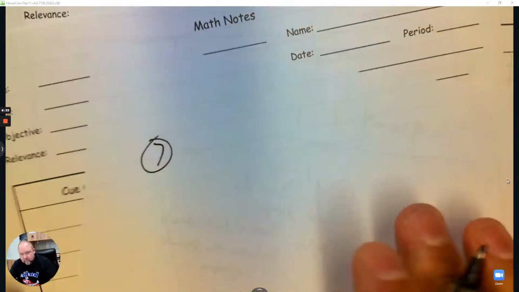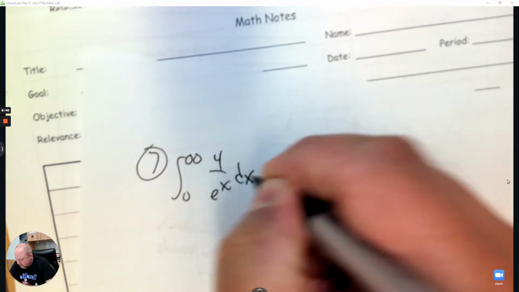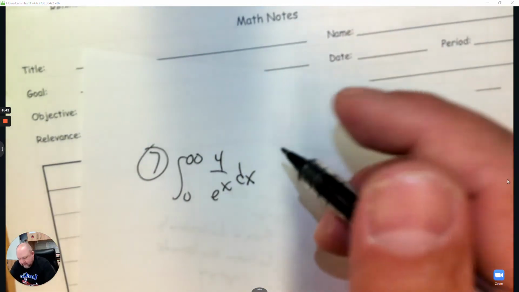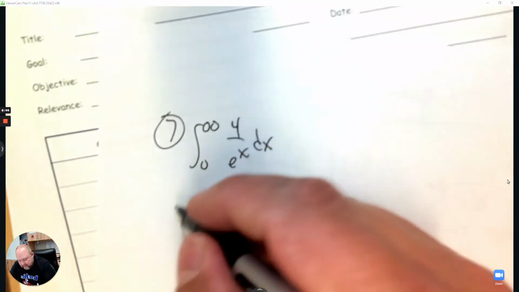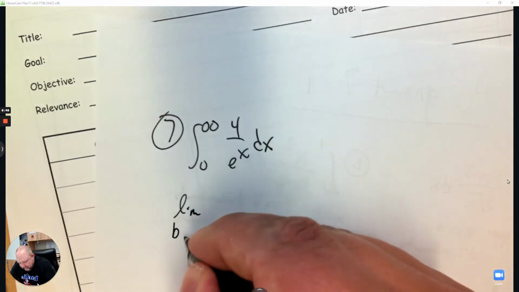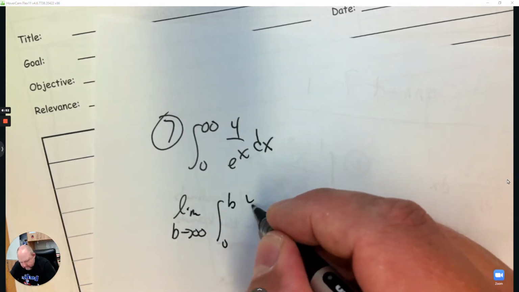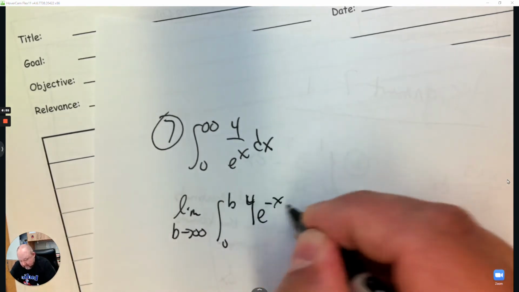Number 7. In number 7, again, use a or b as a limit because we have an infinite limit there. So the limit as b approaches infinity, and then we change it to b. I'm going to make it calculus friendly right away.